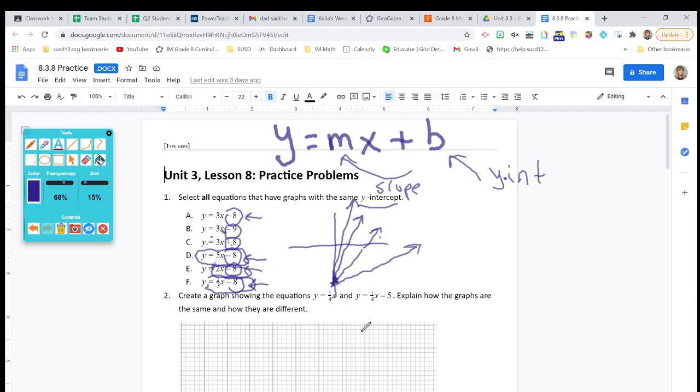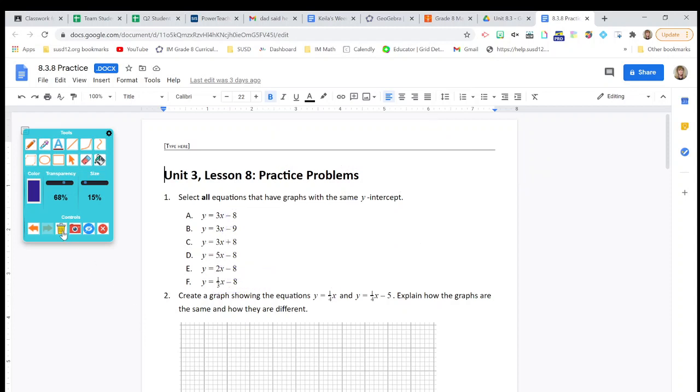Okay? I hope that you already knew that, and I hope that I explained too much because you've already learned it. Okay, so let's go ahead and select all equations that have graphs with the same y-intercept. It'll be the top one has a negative 8 intercept. D, E, and F have negative 8 intercepts. Number 2. Let's keep going now.